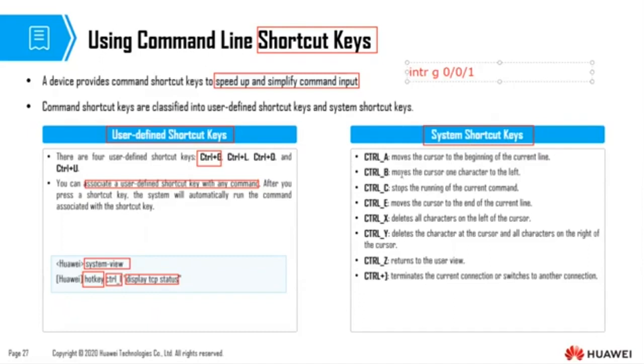Oh no, Control B will move the cursor one character to the left, this way. Sorry about that. Control C will stop the running of the current configuration. For example, sometimes we do ping, and by default it will send us 5 replies, but when we get 2, we can stop it by pressing Control C.